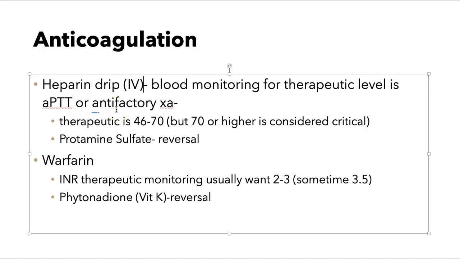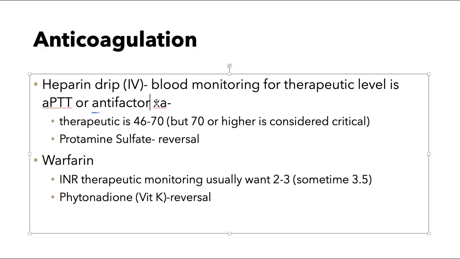Some hospitals will use the anti-factor XA, but I have not seen that happen on the boards. So the therapeutic APTT is 46 to 70. That's from your textbook. But I see questions out there saying that they want you to know that an APTT of 70 is considered critical to high. So really think that 71, so on.